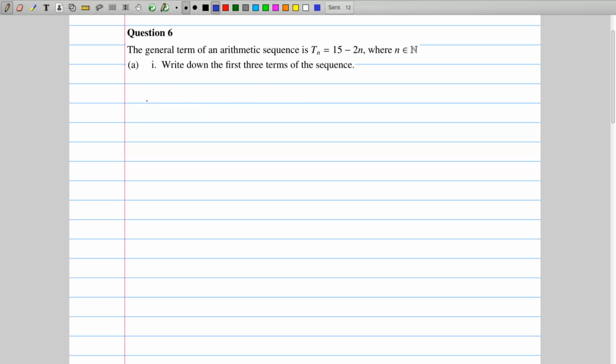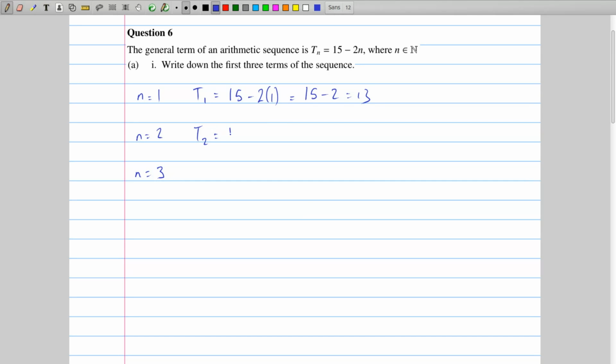In other words, what happens when n is 1, what happens when n is 2, and what happens when n is 3. So we say, what is T1? It's 15 minus 2 times 1, using the formula that they've given us and just replacing the n with a 1. So you get 15 minus 2, which is 13.